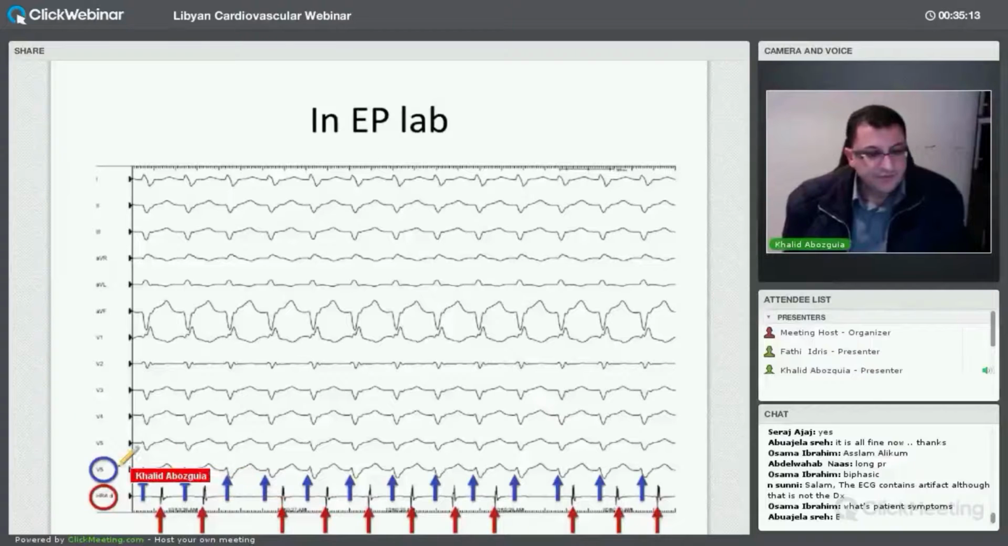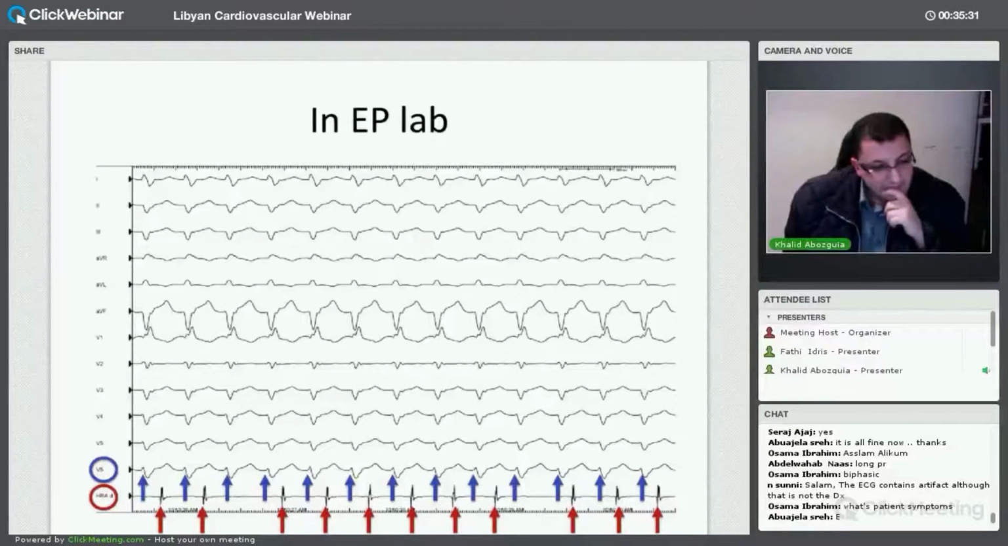And I'll try to show you. If you just take V5, I marked it in blue, and your atrium in red. So this is the QRSs. The first thing I could see is there are more QRS than A. So there is more ventricular activation than atrial activation. So it means that there is more V than A.